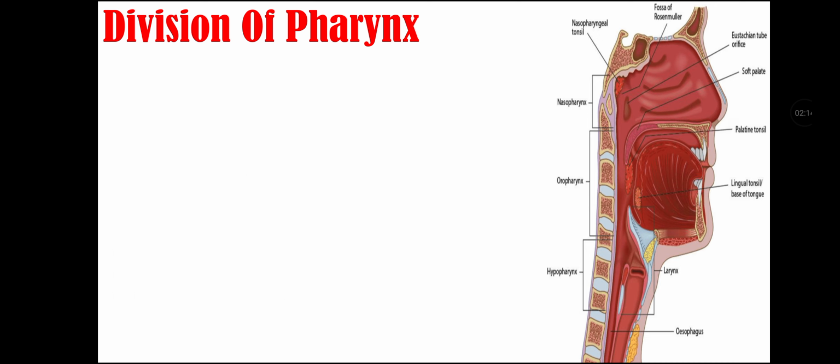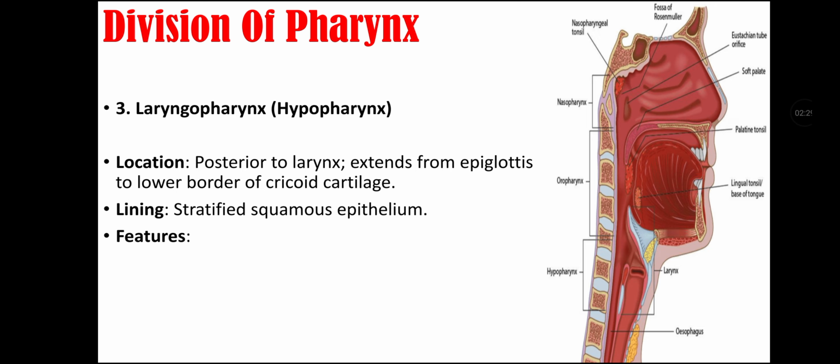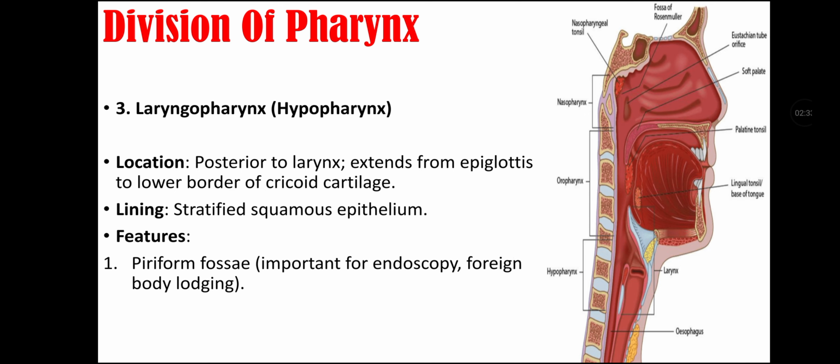The next part of pharynx is laryngopharynx, that is also called hypopharynx. It is located posterior to larynx and extends from the epiglottis to lower border of cricoid cartilage. It is lined by stratified squamous epithelium. Its features include pyriform fossa that is important for endoscopy, as there may be foreign body impaction. Second important feature of laryngopharynx is that it leads to esophagus.